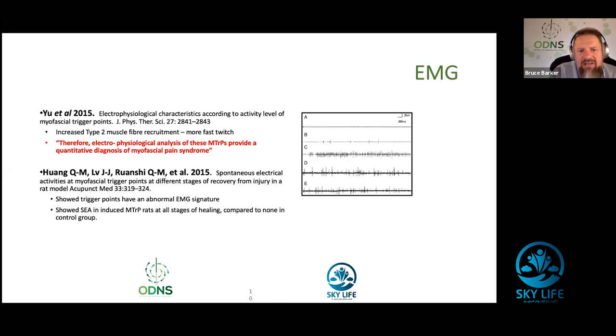And the quote there from the paper would be that there are electrophysiological quantitative diagnostic features of trigger points that help you with diagnosing myofascial pain syndrome. Trigger points are distinctive on EMGs. That was found as well in the same way in EMG studies, Huang et al. in 2015, using a rat model, and they showed how damage to muscles in rats showed similar EMG signatures to the trigger point signatures. So it looks like a damaged muscle at all stages of healing. So EMG shows the changes characteristic of trigger points, and you can identify them on EMG and ultrasound as well.